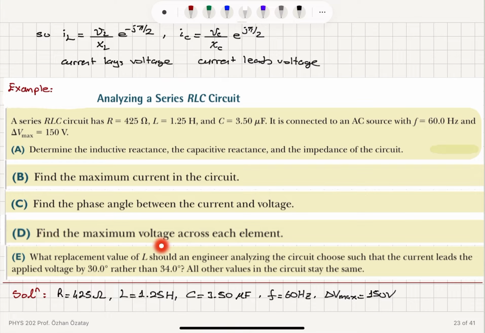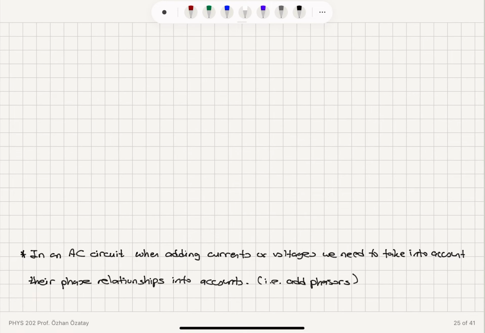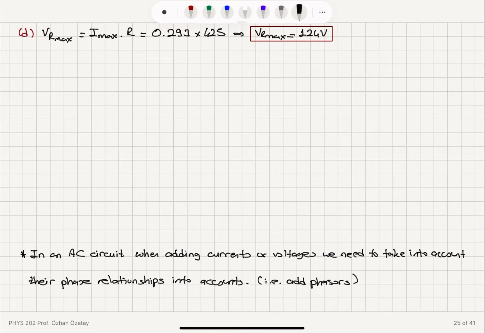Part D, find the maximum voltage across each element. And now that's very easy. For the resistor, VR max or delta VR max, we can say it's going to be I max multiplied by the resistance R. Since I know this is 0.293 times 425, this will give me a VR max of 124 volts. That will be the maximum voltage that will appear across the resistor.